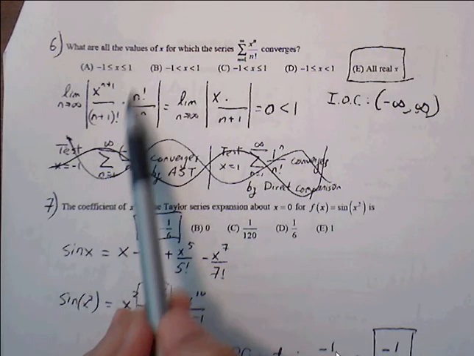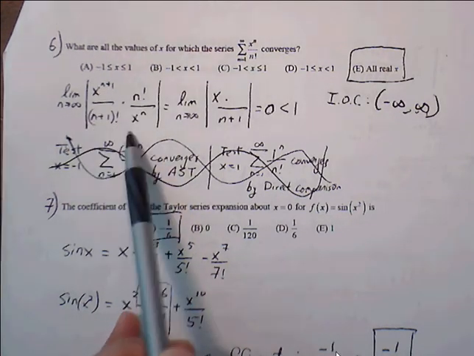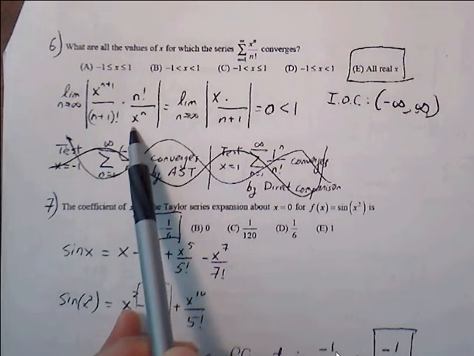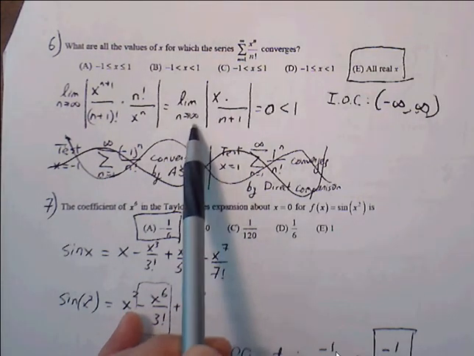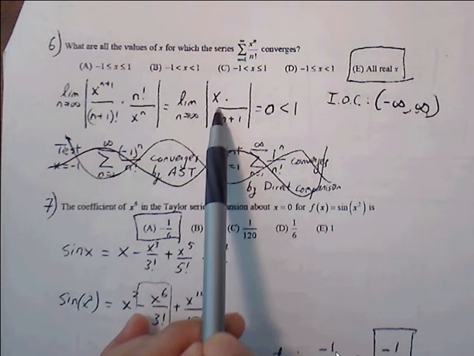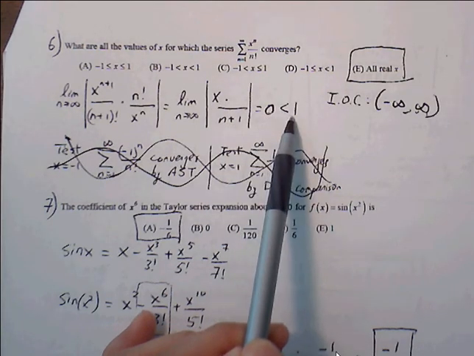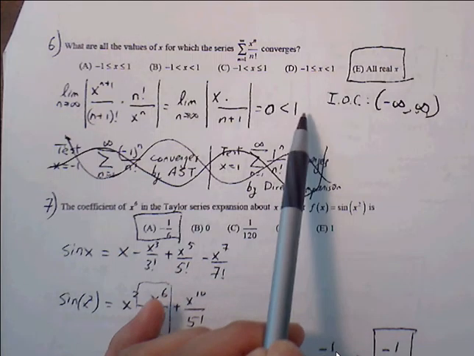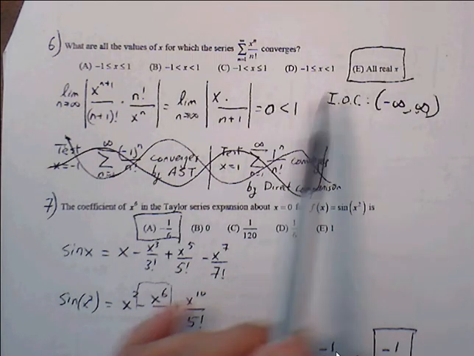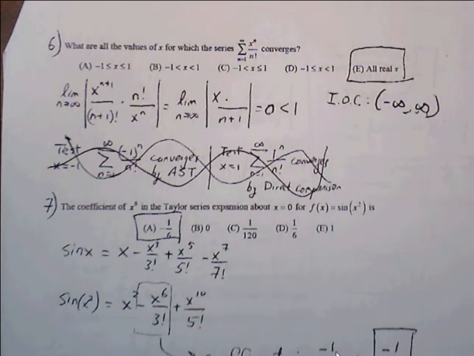Same thing as multiplying by the reciprocal. And if we clean this up, we have x over n plus 1. As n approaches infinity, this expression will go to 0, since x will just stay at a constant. So 0 is always less than 1. So that means our interval of convergence, that the series will always converge for any values of x. So negative to positive infinity.